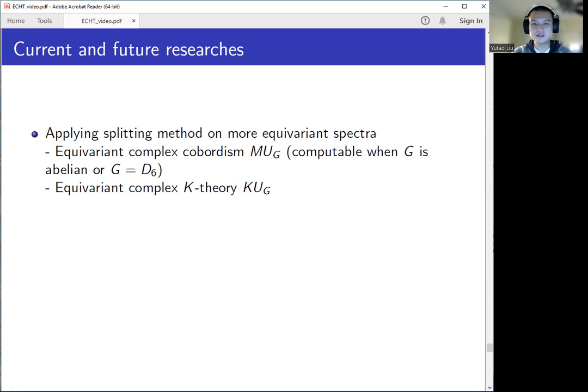The equivariant complex K-theory is another option. Although KUG itself is somehow less computable than MUG, it might be possible to obtain more information from the deep relation between KUG and MUG.